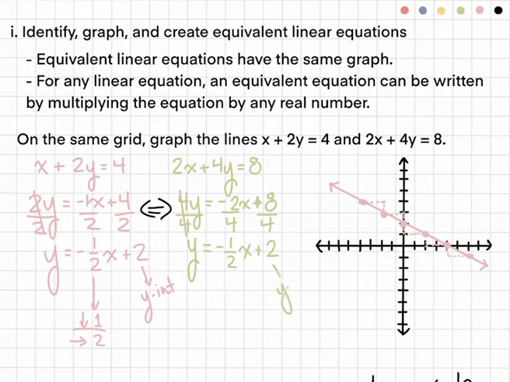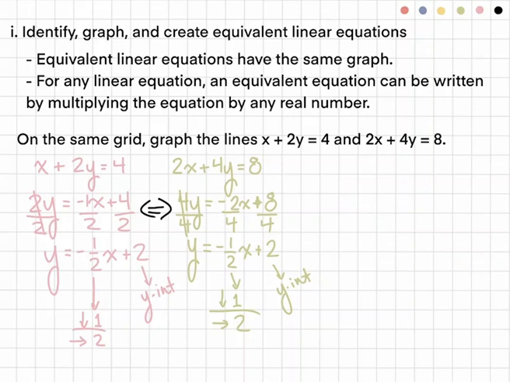I've got a y-intercept here that also starts at 2. And then my rise and run is down 1 and over 2. Down 1 over 2. So you'll see the graph of these two linear equations is exactly the same.